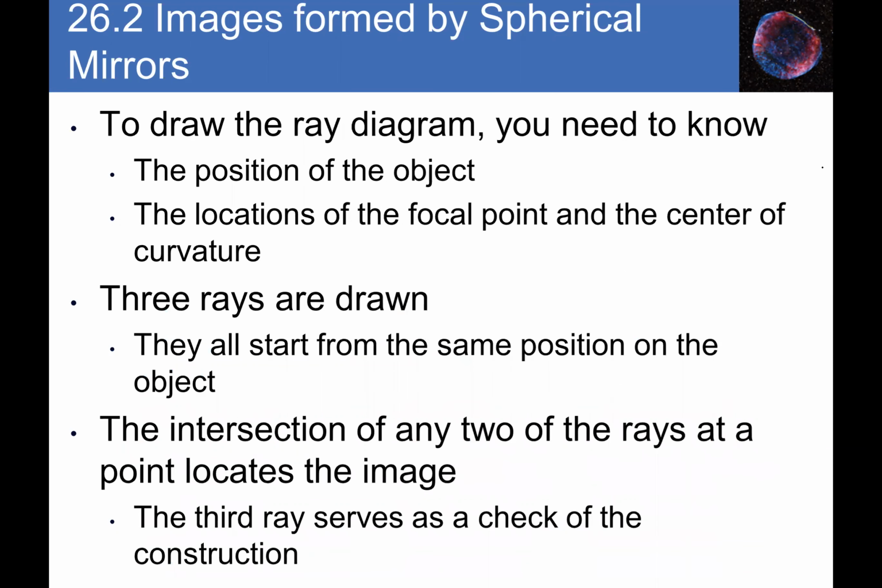Okay, so to draw the ray diagrams, you need to know the position of the object, the position of the focal point and the center of curvature. We're going to use 3 rays to draw those, and they're always going to start from some position of the object, and the intersection of any 2 of the rays locates the image. The 3rd ray generally serves to verify the position of the image. We'll talk about the 3 rays in the next few slides.